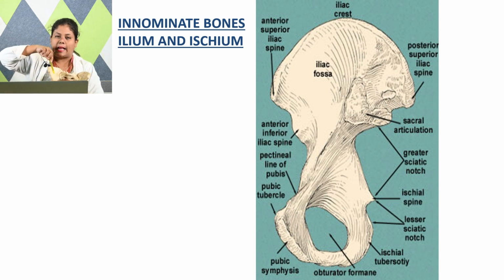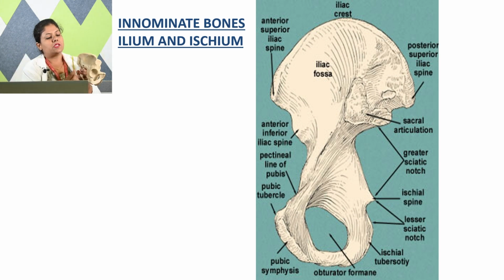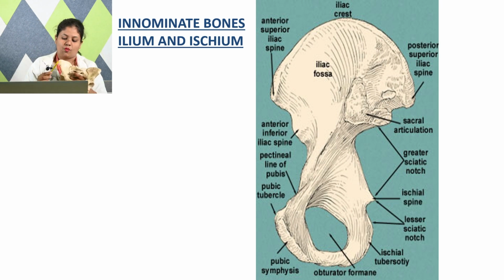This is called the iliac fossa. It is concave in shape. This is called the gluteal fossa. It is convex in shape. Next, we can see over here the spines of the ilium.